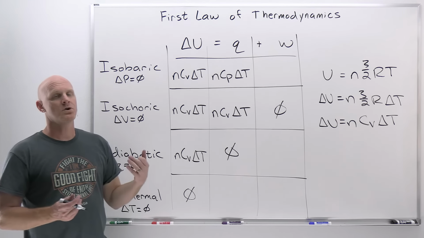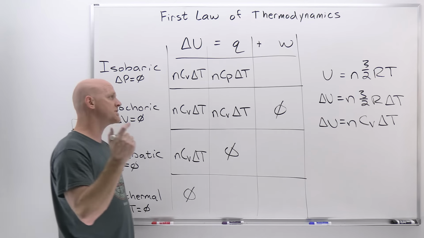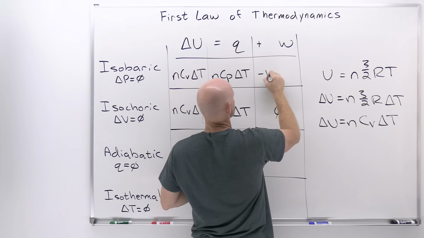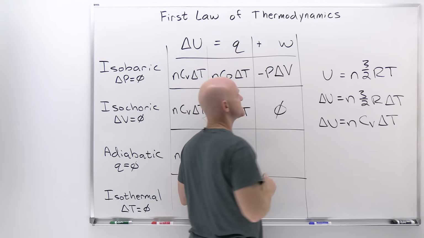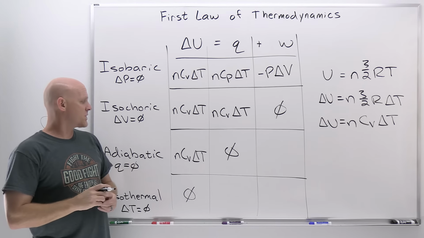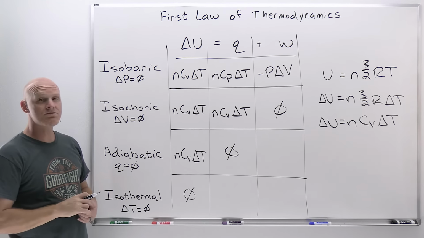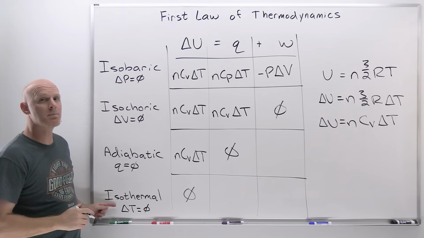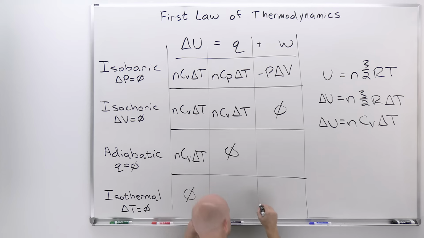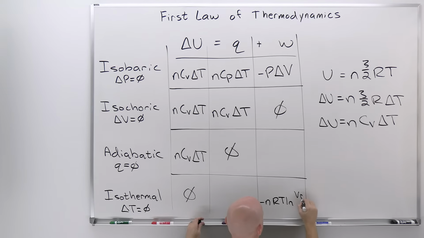So we had two expressions for work. The first one we learned was when we had a constant pressure process, and we could pull pressure out in front of the integral, and it was just negative PΔV. The other expression for work is when we had an isothermal process, one where the temperature was constant and could be pulled out instead, and we had negative nRT natural log of V final over V initial.